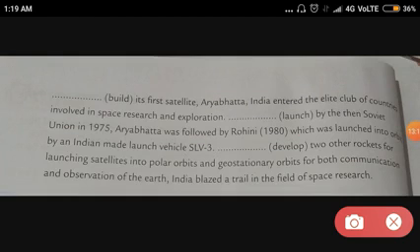Then, building its first satellite, here also it is ing. Building its first satellite, Aryabhatta, India entered the elite club of countries involved in space research and exploration. Launched by the then Soviet Union in 1975, Aryabhatta was followed by Rohini, which was launched into orbit by an Indian made launch vehicle SLV 3.